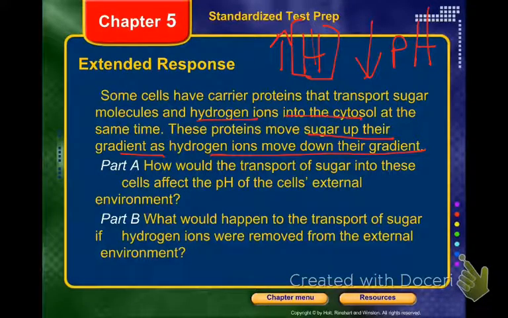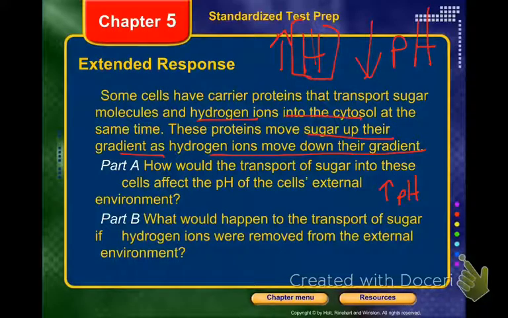So what's that going to do to the pH of the area outside the cell? Are you putting hydrogen outside of the cell or inside of the cell? Inside of the cell. And so those hydrogen ions are being taken away from the external environment. So is it going to make the outside more acidic or more basic? It's going to make it more basic. You're removing the hydrogen ions, leaving their hydroxides. And more hydroxides means it's going to be more basic. So I'm thinking that the transport of sugar is going to make the pH level increase, right? Because we're removing the hydrogens. Are you following? Yes. All right.